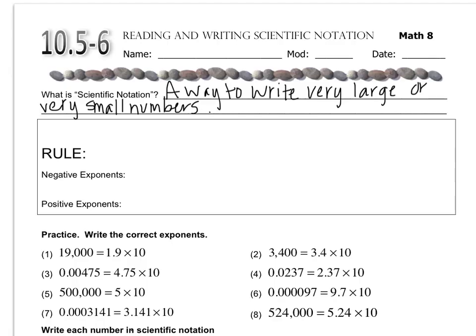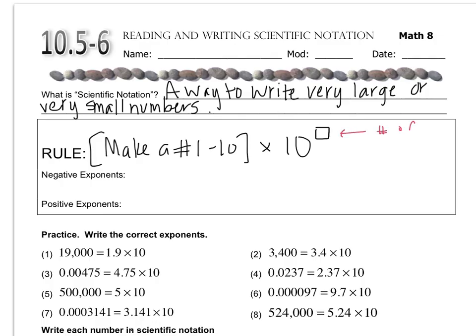So the rule for scientific notation, and you'll write this down in the box with me, is you make a number from 1 to 10. It could be an integer or it could be a decimal, but the smallest you can take is 1 and the largest you can take is 10. Then you multiply by 10 to a certain power, and this power tells you the number of places the decimal moved.